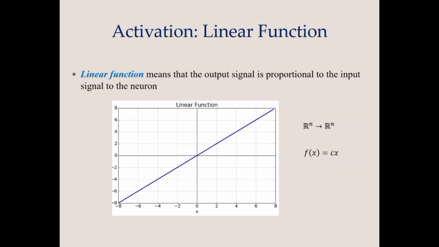And the linear function: here the output signal is proportional to the input signal of the neuron. If the value of the constant c is 1, it is called the identity activation function. This activation type is used in regression problems.